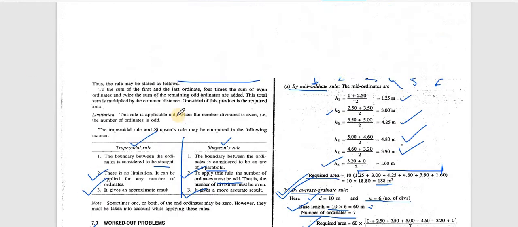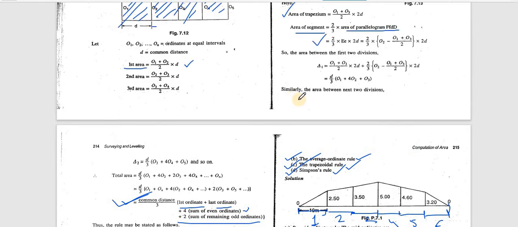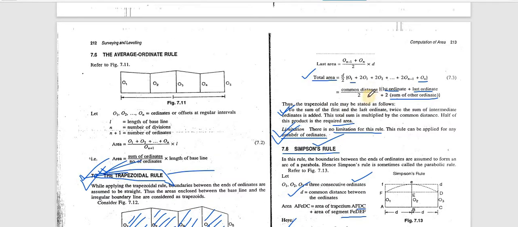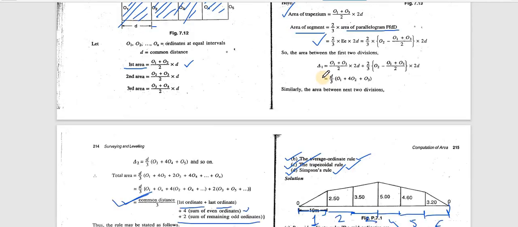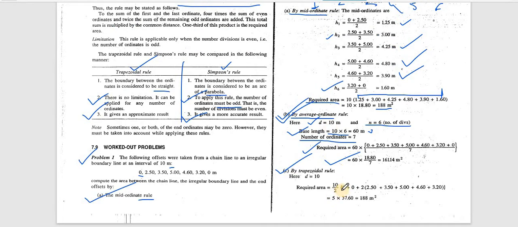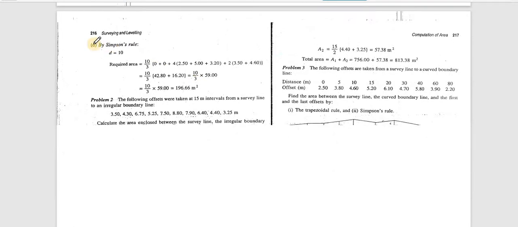What is the formula for the trapezoidal rule? It is common distance by 2 into first ordinate plus last ordinate plus twice the sum of other ordinates. So common distance over here is 10 meters, so 10 by 2. First ordinate is 0, last ordinate is also 0, and twice the sum of other ordinates. So the other ordinates are 2.5, 3.5, 5, 4.6 and 3.2. So twice into the addition of 2.5 plus 3.5 plus 5 plus 4.6 plus 3.2. So the final value is coming out to be 188 meter square, with the help of the trapezoidal rule.